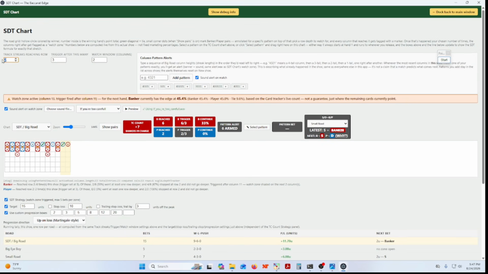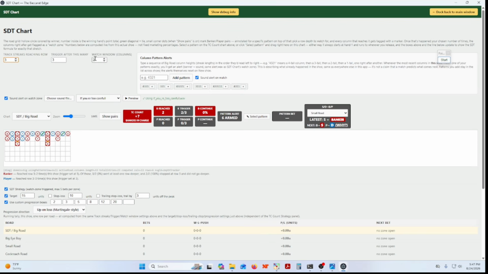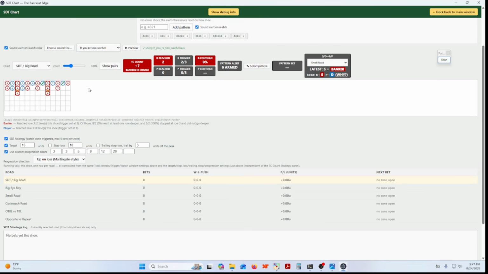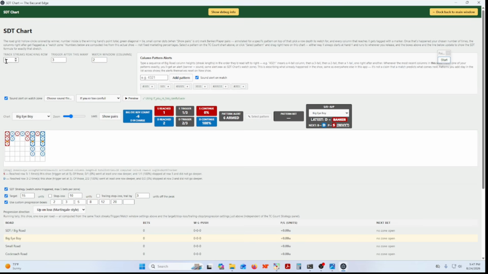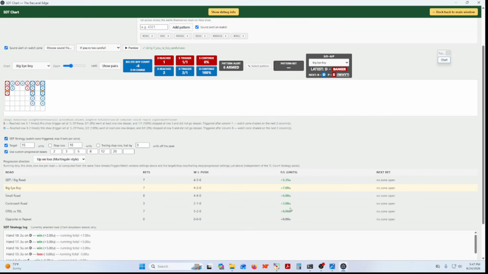So, see if I change this number. Let's go 3, 3, 3. So you go 3, 3, 3. No bets have been placed yet. Not on this one anyway. Let's go here. No bets been placed yet because it hasn't hit 3 in a row 3 times. It's only hit it 3 times. So let's go down to trigger. Let's go to 1. See what happens.